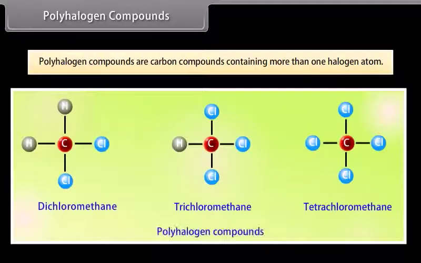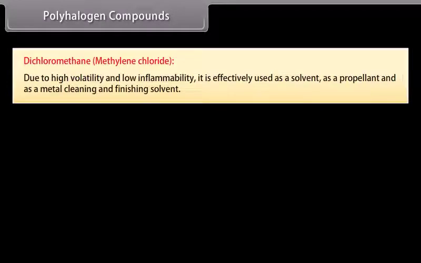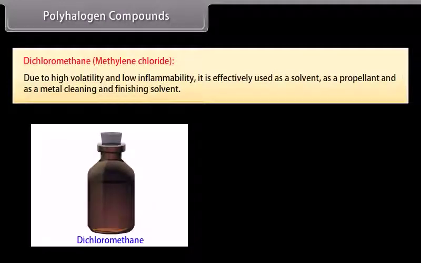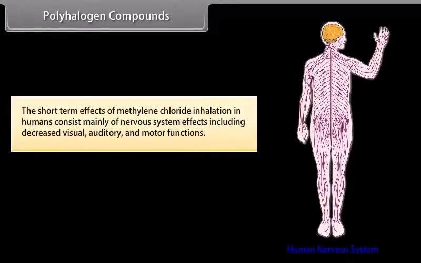Polyhalogen compounds. Polyhalogen compounds are carbon compounds containing more than one halogen atom. Dichloromethane or methylene chloride. Due to high volatility and low inflammability, it is effectively used as a solvent, as a propellant, and as a metal cleaning and finishing solvent. The short-term effects of methylene chloride inhalation in humans consist mainly of nervous system effects, including decreased visual, auditory, and motor functions.